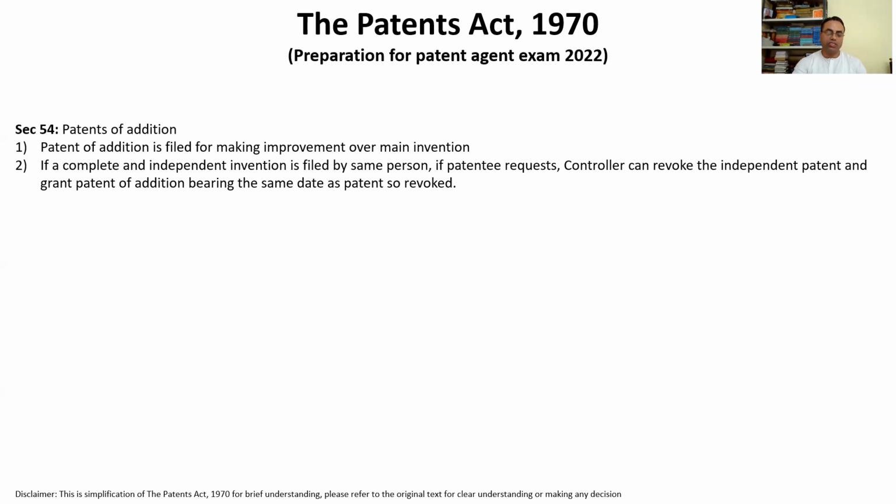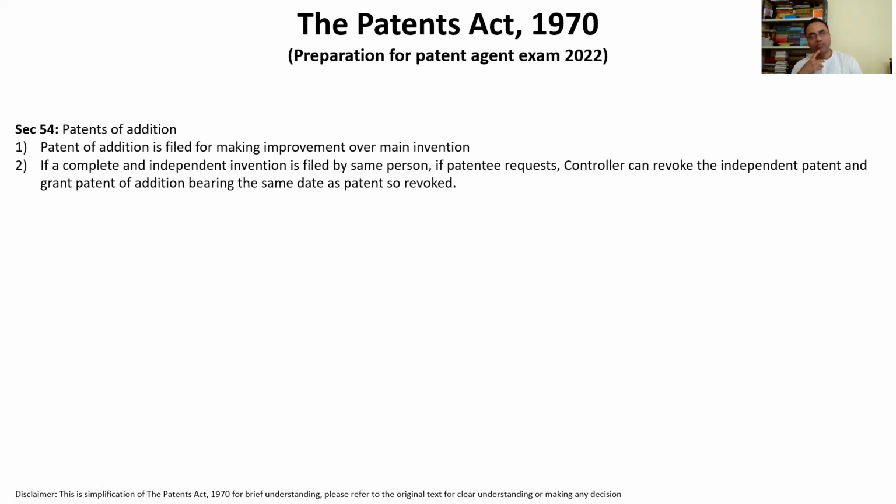The second point, the second section, says that if a complete and independent invention is filed by the same person, and if the patentee requests, the controller may revoke the independent patent and grant a patent of addition bearing the same date as the patent so revoked.